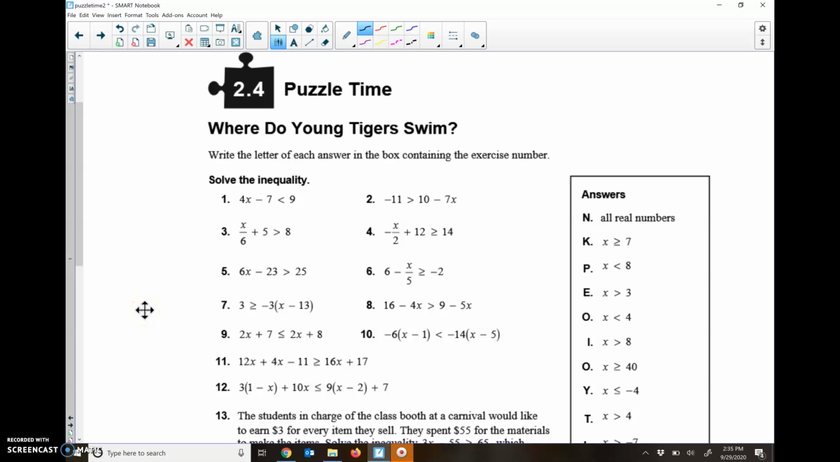Hey, this is Mr. Molo for the 2.4 puzzle time. Where do young tigers swim? All right, so we got another cat joke coming up.